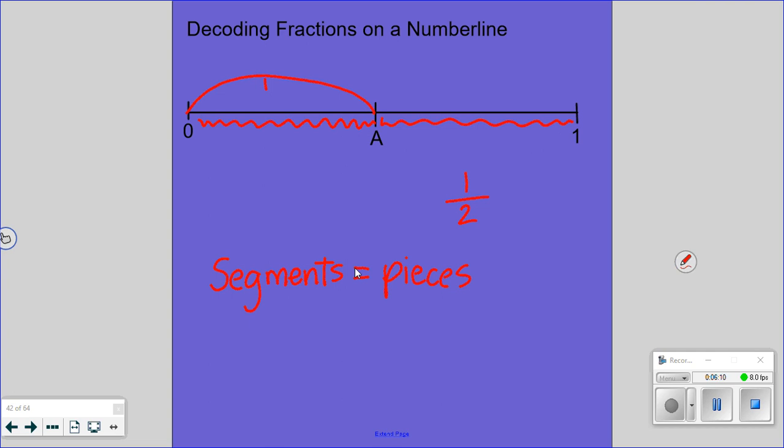Now, have we seen fractions bigger than 1? Yes, they exist. But today, we're only talking about fractions smaller than 1.